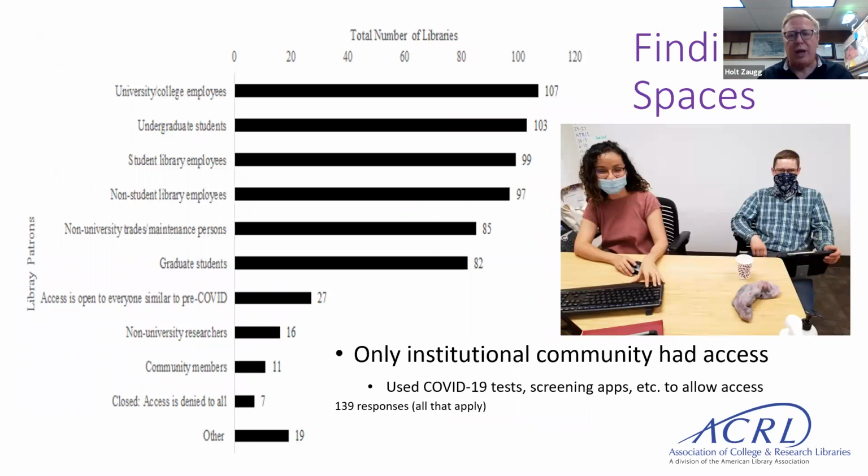We took a look at who can access library spaces, and if you take a look at the top 6 responses, you can see that it forms everybody that is in the institution community. So undergraduate and graduate students, library employees, non-student library employees, and the one exception were trades and maintenance people that didn't work for the institution, that were working on projects in the library. They were allowed in, but they still followed the COVID-19 tests and screening prior to allowing access.